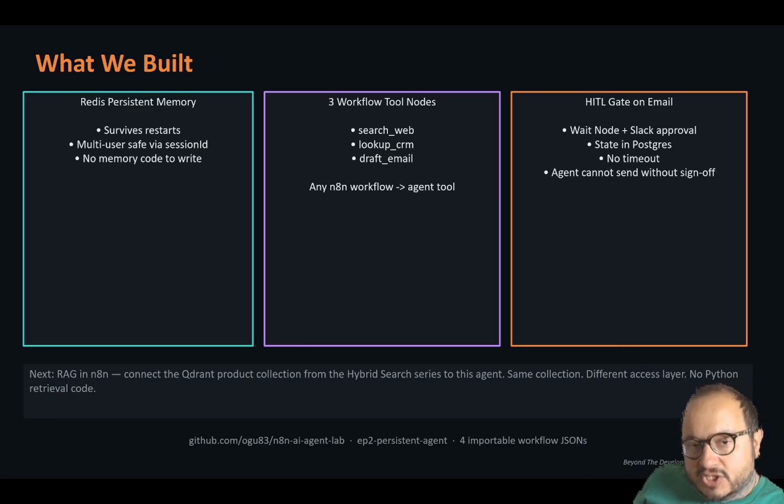Episode 3 is the cross-series bridge. I am going to take the Qdrant product collection from the hybrid search series and connect it to this agent as a fourth tool, a RAG knowledge base. If you have not watched the series, there is a setup script in the GitHub branch. If you have the collection already, the workflow JSON imports and runs immediately. See you in episode 3.